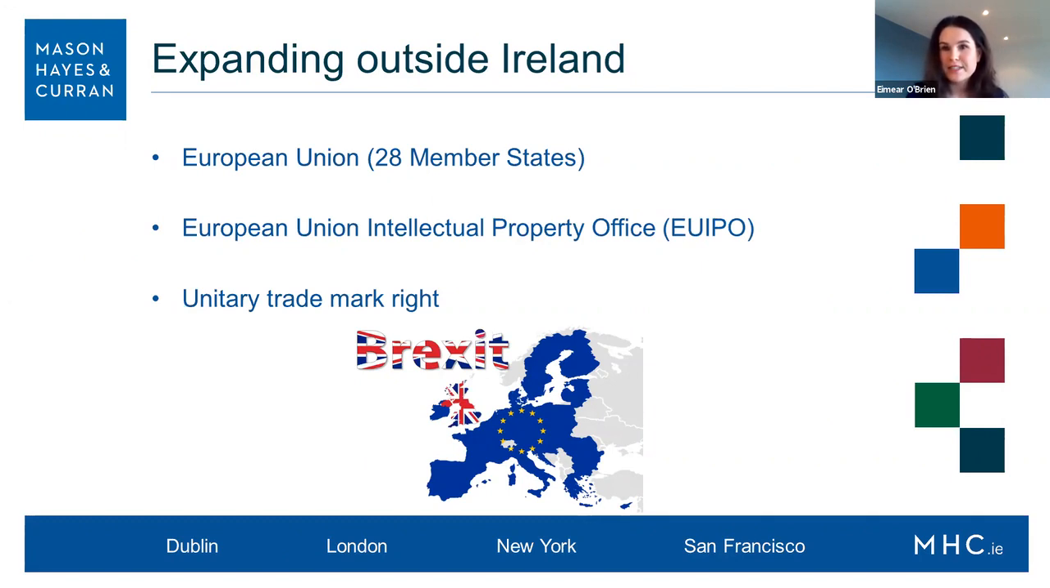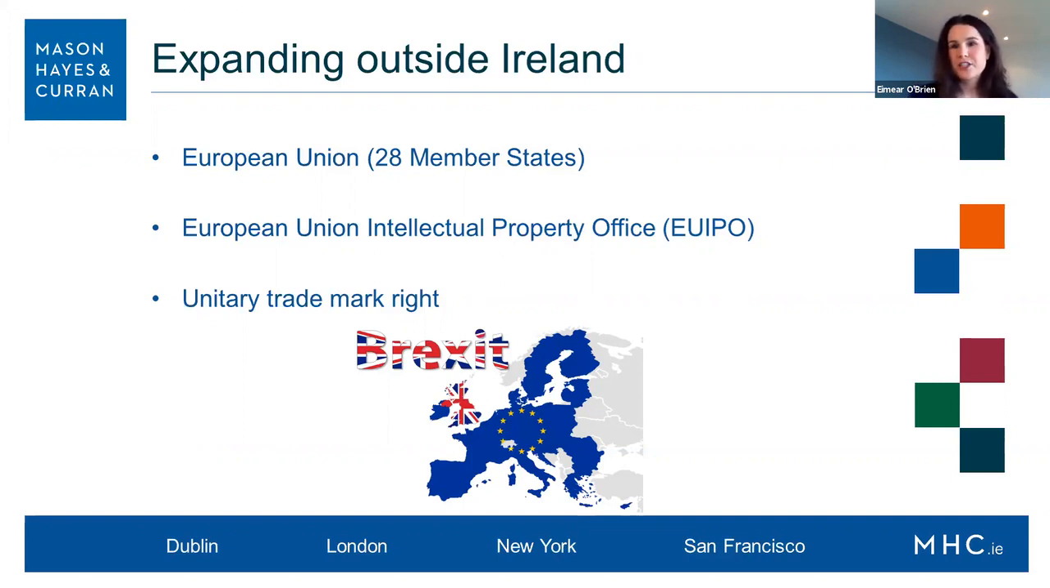Now, of course, soon to be 27, but I'll discuss that more in the next slide. So the European Union application is filed with the European Union Intellectual Property Office, or the EUIPO for short. And as I said, the main benefit of filing this application is that you get protection in all of the member states of the European Union. But there is another reason why strategically we sometimes look at filing in the European Union as opposed to a national Irish application. And that comes down to the difference in the examination procedures between both offices.